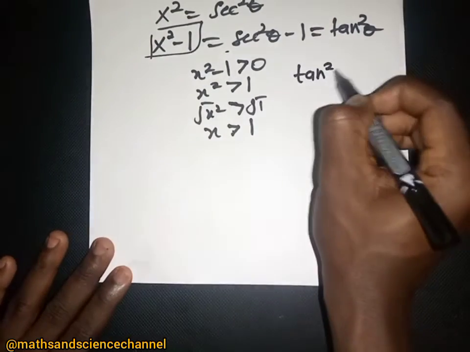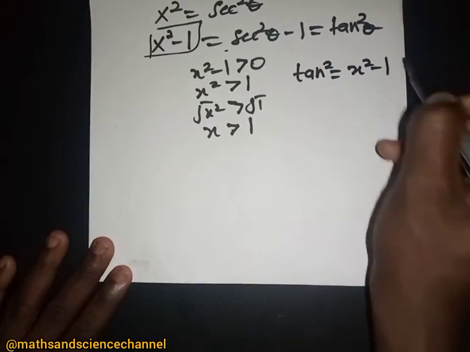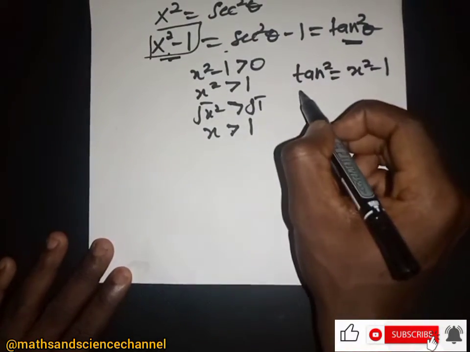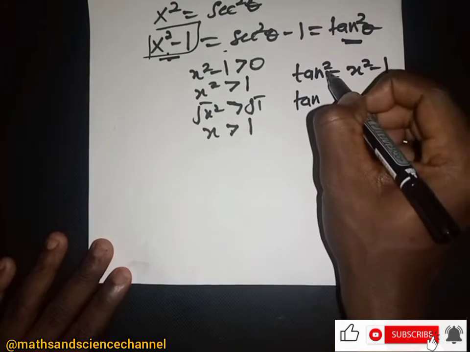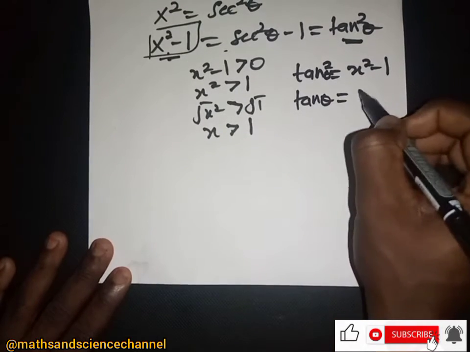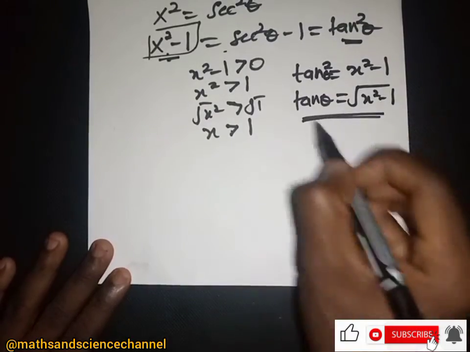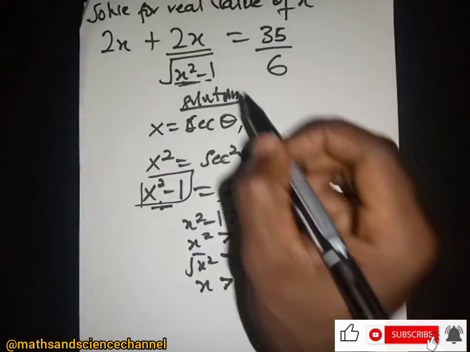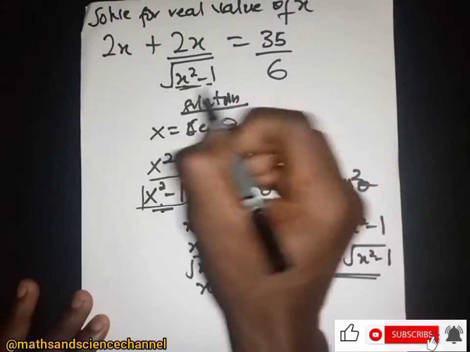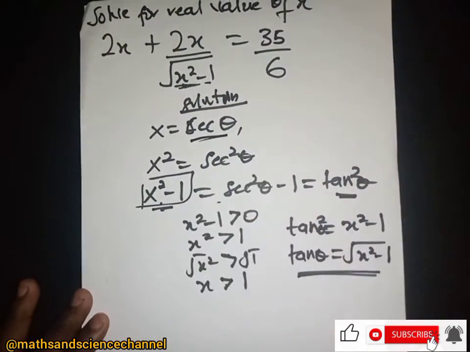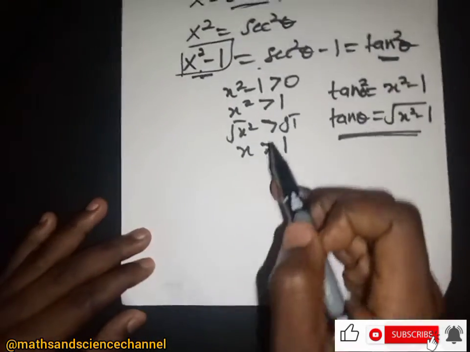So if that is the case, then tan squared theta is basically equal to x squared minus 1. So this is just equal to that. Then which means that tan theta here will be equal to the square root of x squared minus 1. So we can replace tan theta into the equation over here, and we said that x here should be sec theta, right? So let's replace that now.